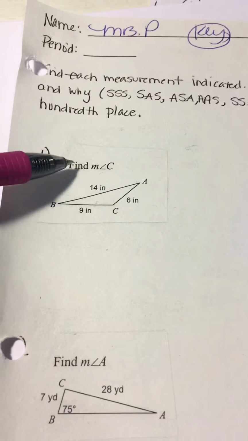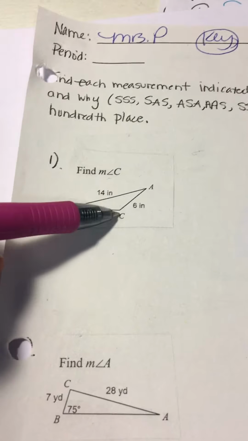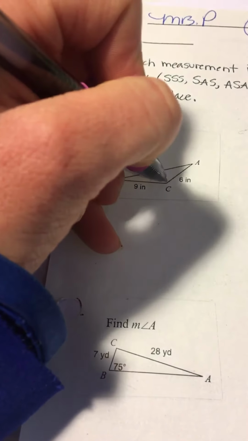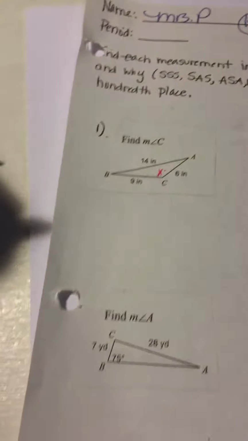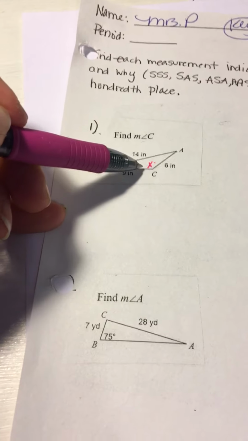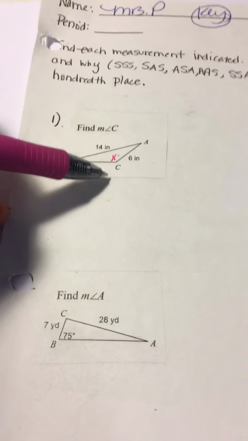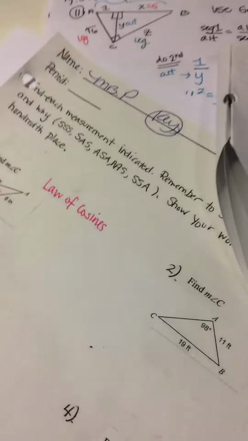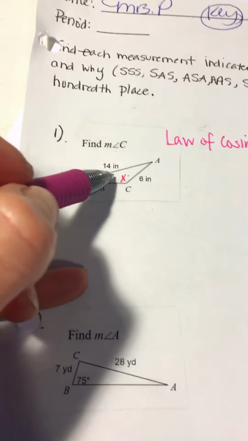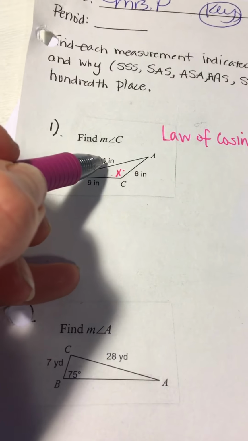So, if we do a quick example right here, it says here, find the measure of angle C. So here's angle C. I'm going to call it X just to make it easier. And you'll notice in this particular problem, we're given 3 sides and no angles. So that tells me I'm going to use the law of cosines. All right? And it's going to deal with this angle and the side straight across from it.